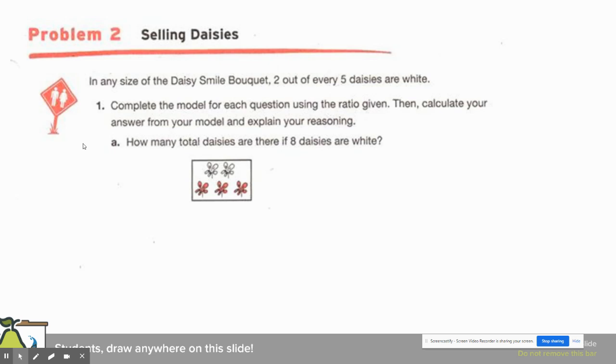Well, if you complete this, it'd be 2 out of every 5. So if you have 2 out of every 5, when you get done drawing it, there'd be 8 white daisies. There'd be a total of 20 flowers, 20 total daisies. So 20 would be the answer.